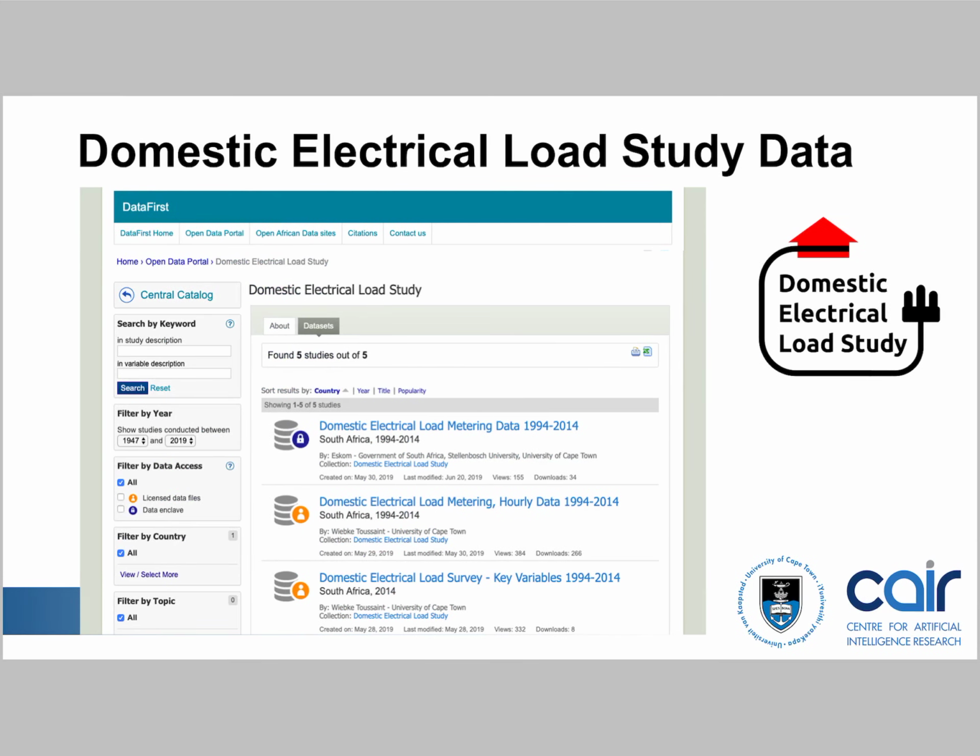The data that we used is the domestic electrical load study data. As mentioned in my introduction, this is a data set that has been recently released at DataFirst for academic research use. It's a fantastic study that has been collected by a very large variety of stakeholders since 1994. The data that is available at DataFirst is a subset from 1994 to 2014.